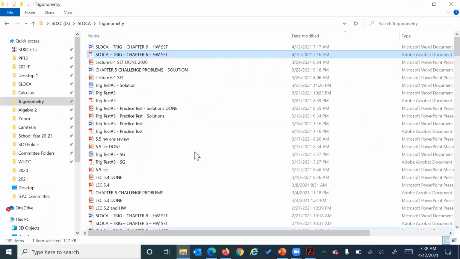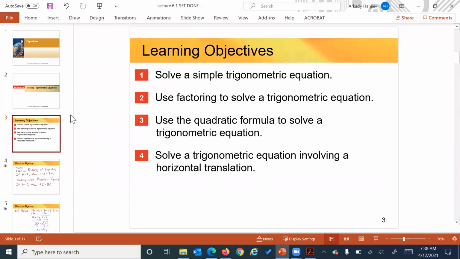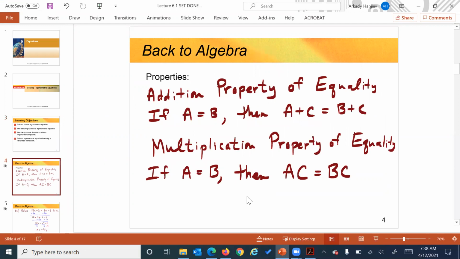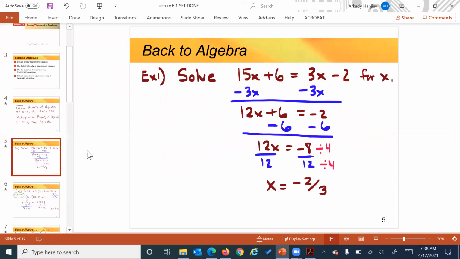So let's jam down to this right here. Quick little thing here from algebra. Addition property, multiplication property still holds. This is cool. I can add the same number to both sides, and I can still keep an equal sign. I can multiply the same number on both sides as long as it's not 0, and I can still keep the equal sign. And then we started with our little basic equation right here from algebra.